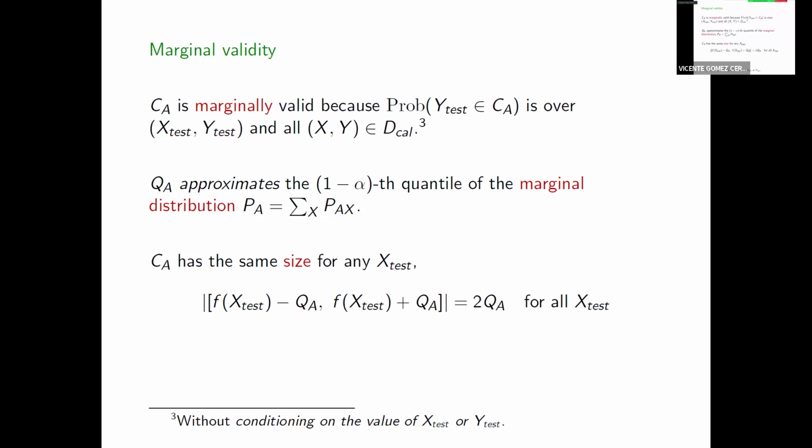Okay, and since we use all samples to compute this quantile, we get only one number. Because in one-dimensional regression, this is just a value, the value of the score. So we have one value for the entire input space. This means all the prediction intervals will have the same size. No matter what X test is, Q-hat is the width of the prediction interval, and it will be the same for all.